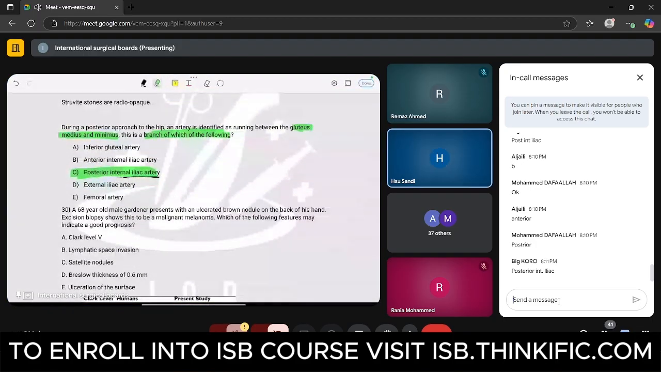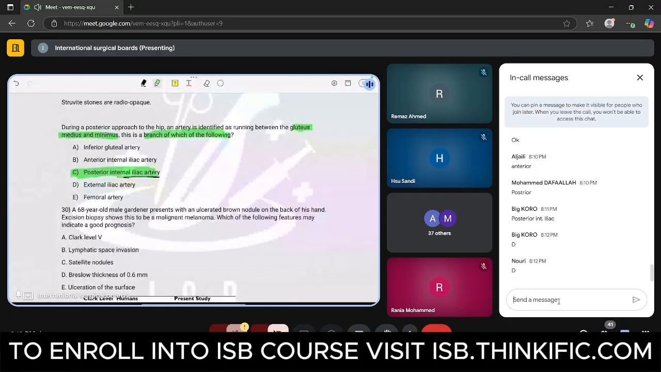A 68-year-old male gardener presents with an ulcerated brown nodule on the back of his hand. Excisional biopsy showed this to be malignant melanoma. Which of the following features may indicate a good prognosis? Clark level 5, lymphatic space invasion, Breslow thickness of 0.6 millimeter, ulceration of the surface.